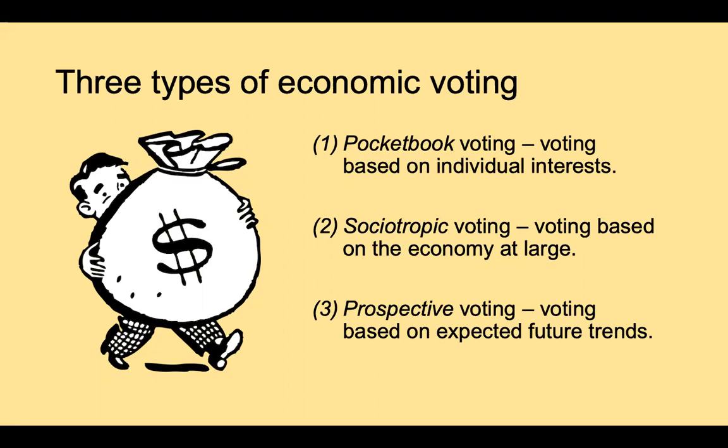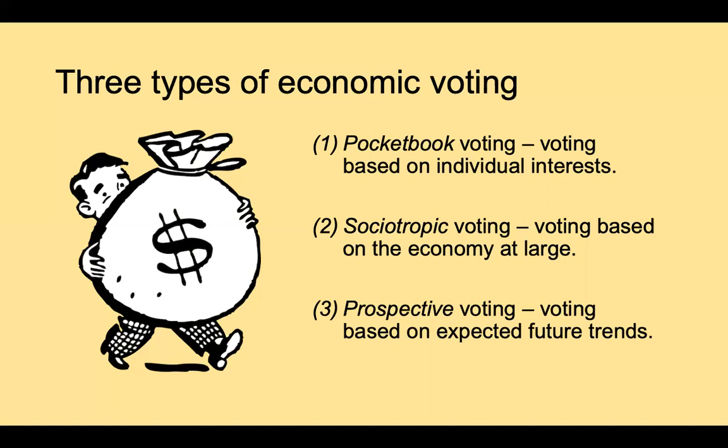Prospective voting is the third type, and this is where you vote based on expected future trends. And you're thinking not about the past or what you can deduce from what you know already, but about what you expect to happen based on what has happened. And so you're not necessarily punishing or rewarding, but you're voting based on a forecast or an outlook that you think is consistent with how reality will actually unfold.